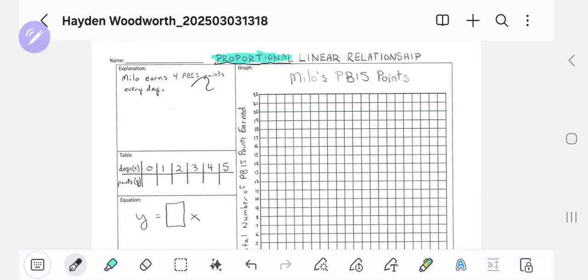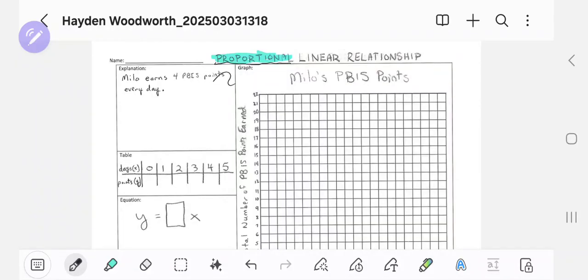Now, what is a relationship, first of all? A relationship in math is a comparison of two quantities. What are quantities? They're just countable things you can measure. And if you read in our explanation, the first relationship, it says Milo earns 4 PBIS points every day. More like 4 PBIS points every minute, right? No, every day.